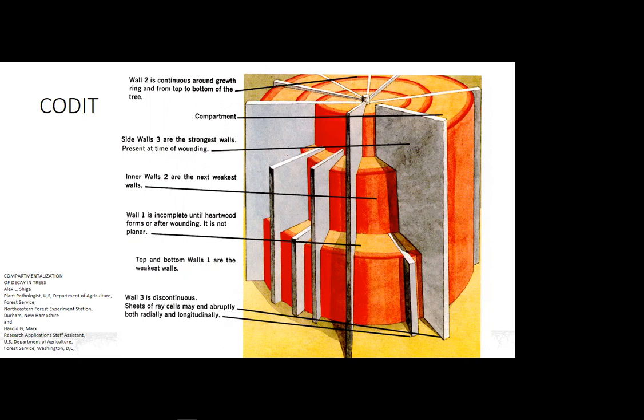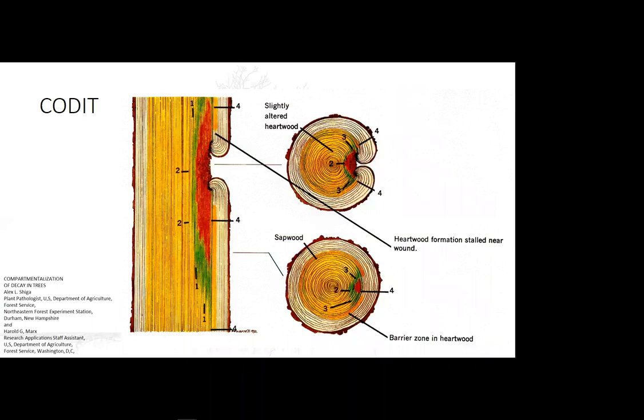Wall 3 is also laid down during growth, and it's those parenchymal rays, and that's the strongest of the walls that are created immediately after wounding, or that are present immediately after wounding. Those make up the sides of the box, and they're there to keep the decay from moving further around the trunk of the tree. Wall 4 happens after the wound, and that is the new growth that occurs after the tree is wounded. So if we look at a cross section, we can see wall 4.